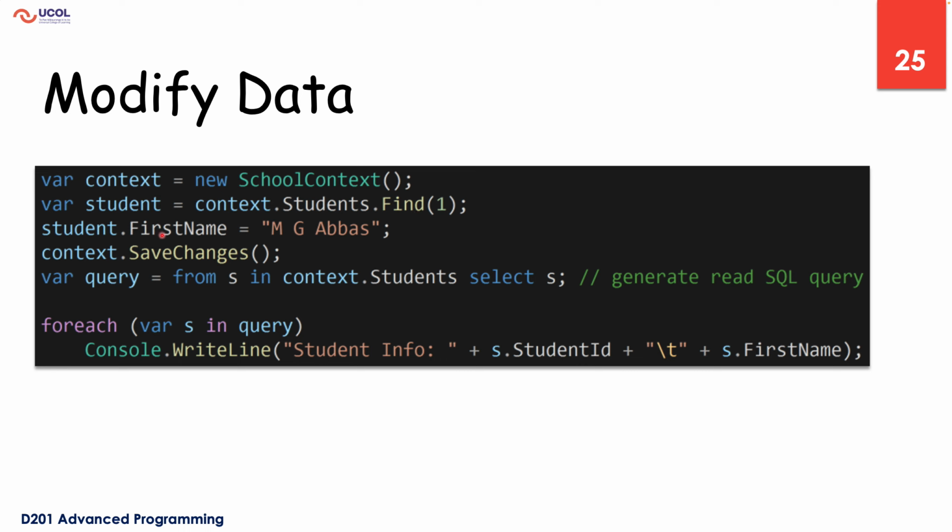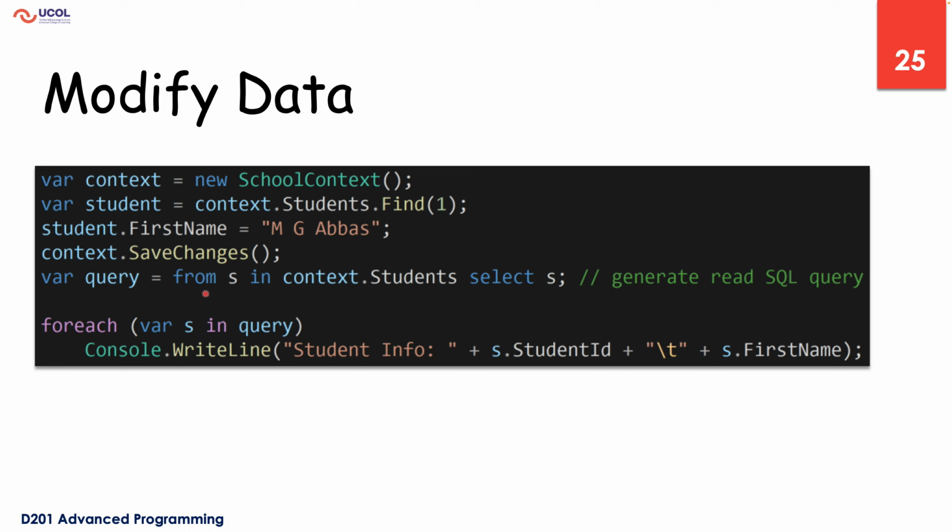So we say student.FirstName is equal to, instead of Abbas, MG Abbas rather than Muhammad Ghulam Abbas Malik. I have a long name, so I've abbreviated the first two first names as M and G, MG Abbas Malik. Then context.SaveChanges, and once we save, that specific update has been done.